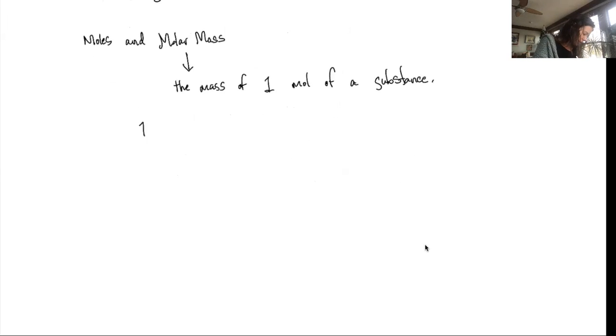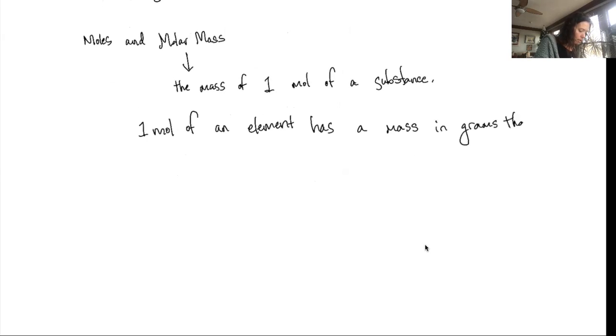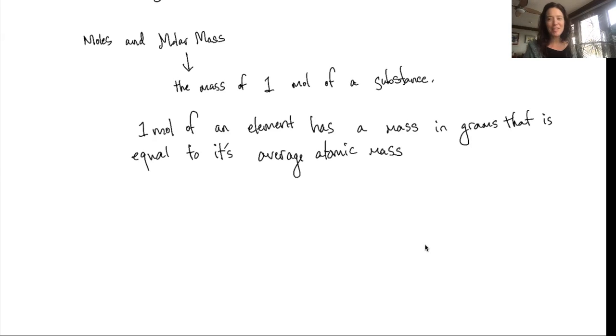So what you need to know is that 1 mole of an element has a mass in grams that is equal to its average atomic mass. And what is that average atomic mass? First of all, it's the average of all the isotopes in their abundance added up, remember, and it is the mass on the periodic table.